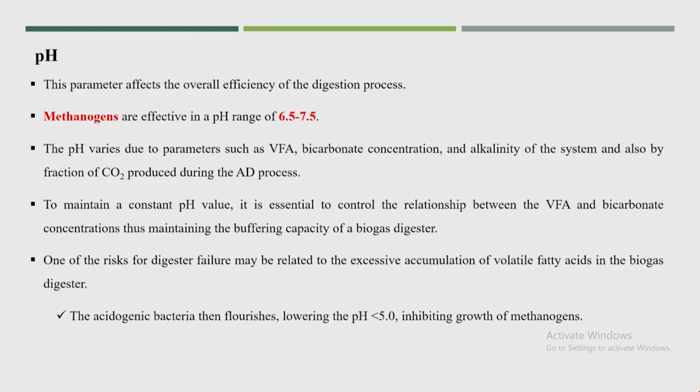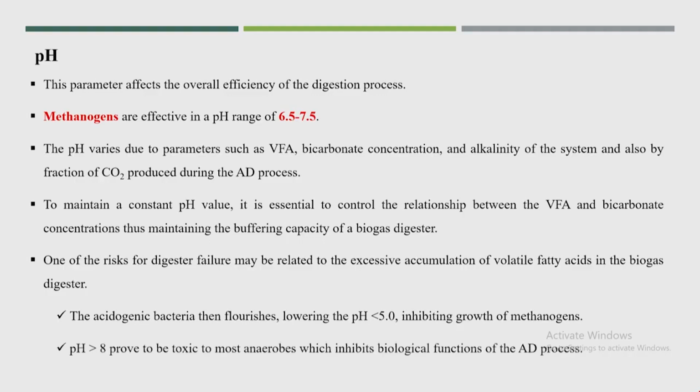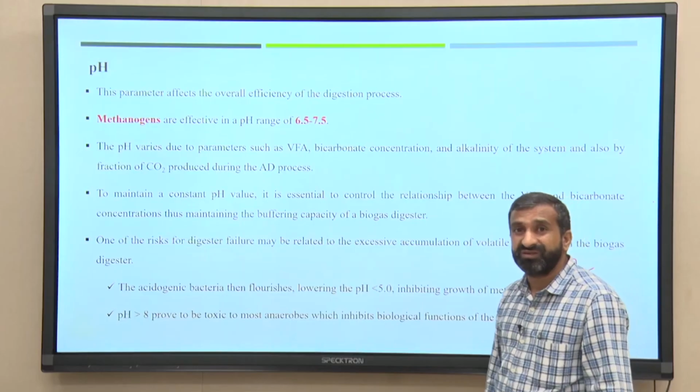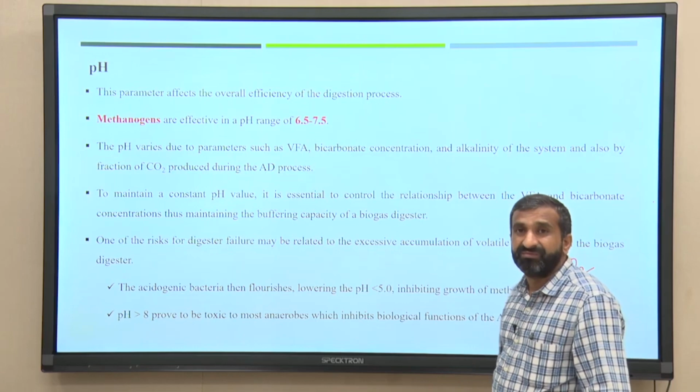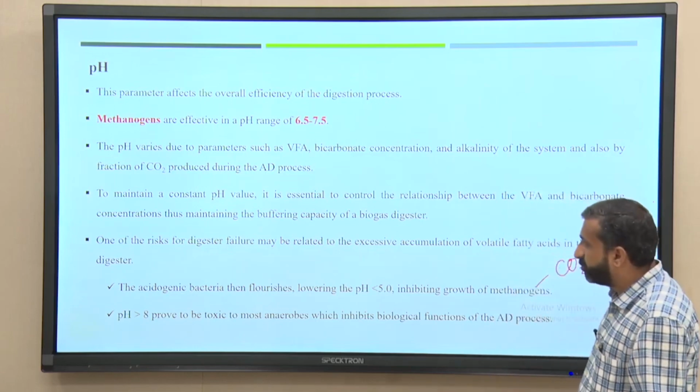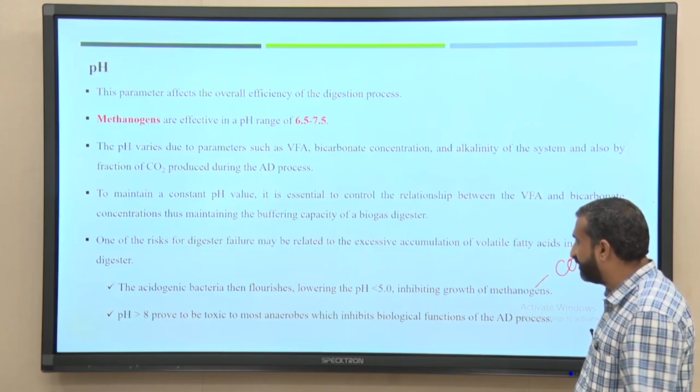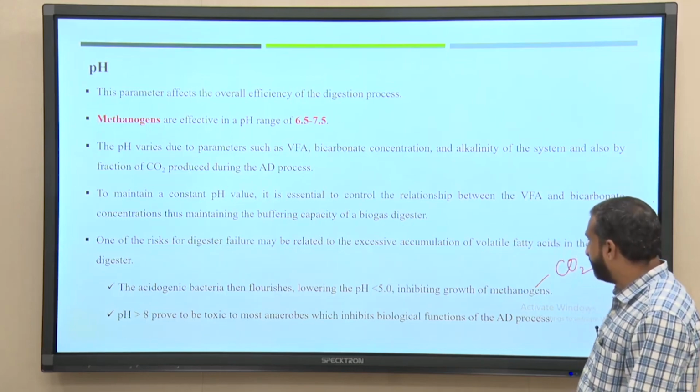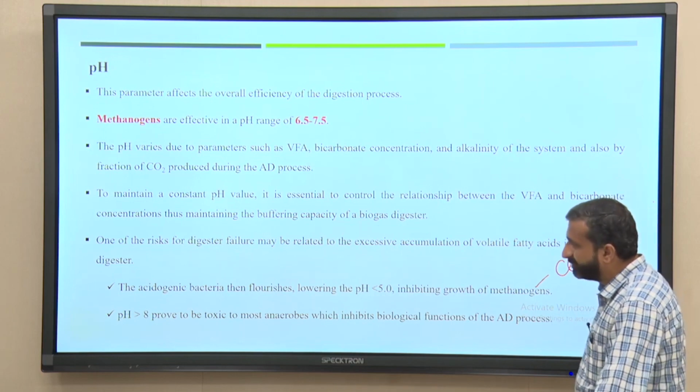The acidogenic bacteria then flourish at this low pH, lowering the pH to 5 and inhibiting growth of methanogens. So, in this case the major production of gas will be carbon dioxide, not methane. And you know that if the carbon dioxide percentage is more than 44%, it will not be a combustible gas, and pH more than 8 proves to be toxic to most anaerobic bacteria, which inhibits the biological fraction of the anaerobic digestion process.